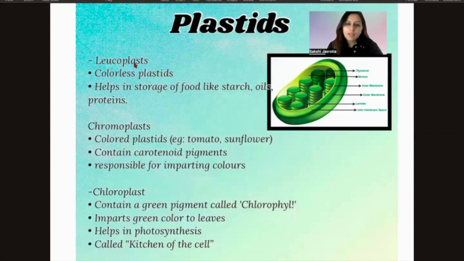Now, first of all, we'll talk about the leucoplast. These are the colorless ones. Now these are present inside the plastids and their role is the storage of food.